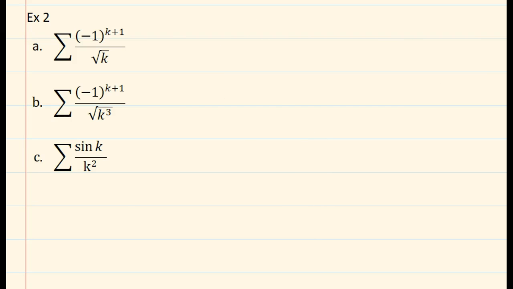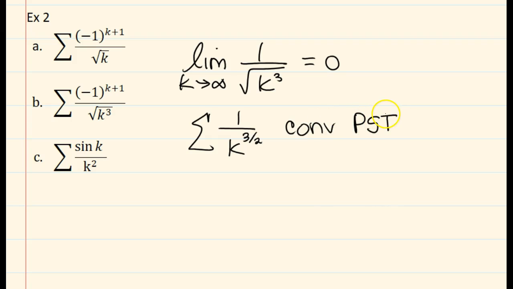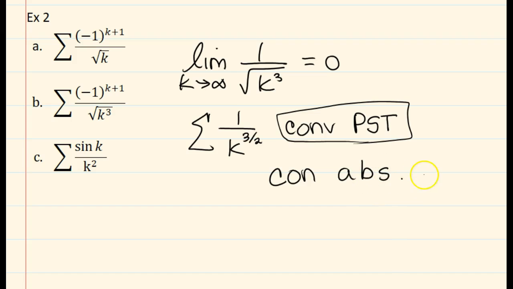Let's take a look at the next one. Again, we're going to find the limit as k goes to infinity of 1 over the square root of k cubed, and we can see that it's going to go to 0. Again, an inconclusive test, but that's okay. Let's find the infinite sum of 1 over k to the 3/2. What we find here is that this actually converges by the p-series test. If it converges, then we can say that the entire series converges absolutely by the alternating series test.